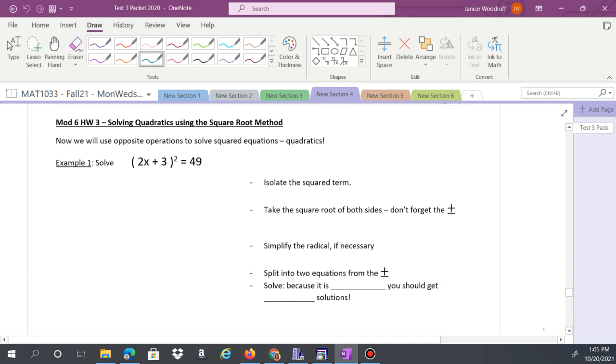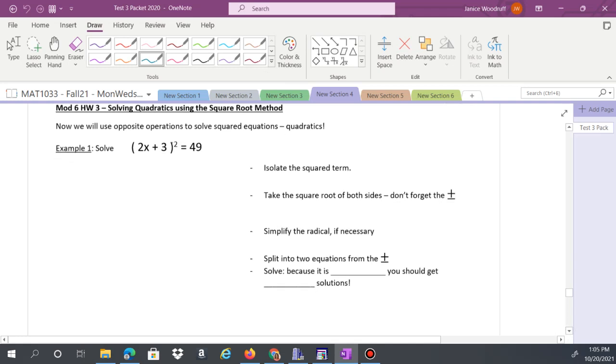So for problems that have something squared in it, you will isolate whatever is squared first. Then you'll take the square root of both sides. The really important thing here is that when you take the square root, you're going to do plus or minus. So these are all going to have two solutions. I would write that down here, two solutions.